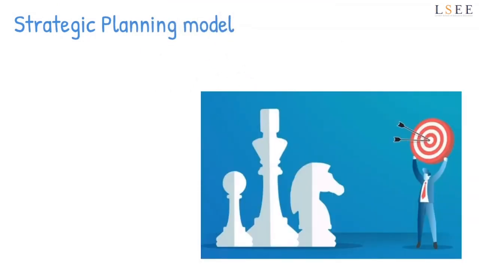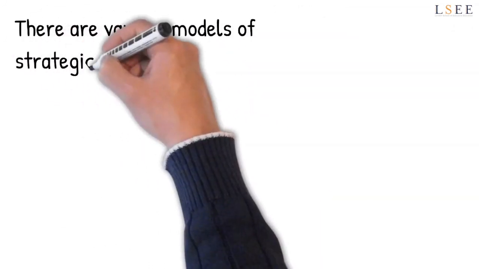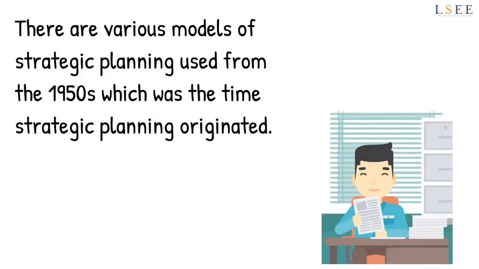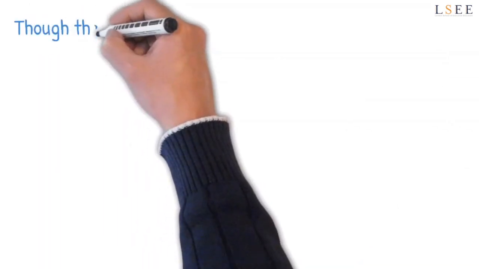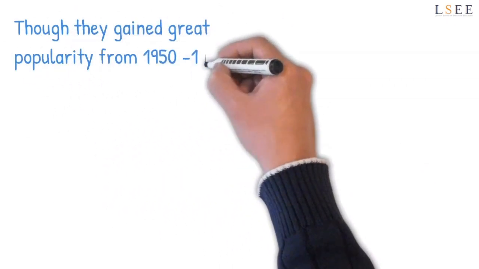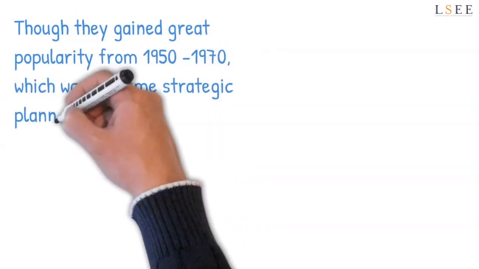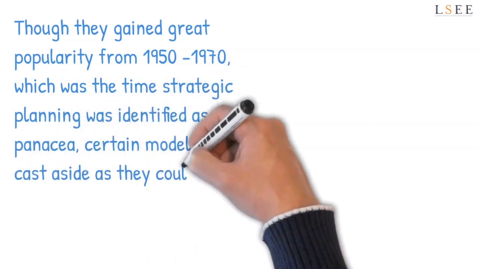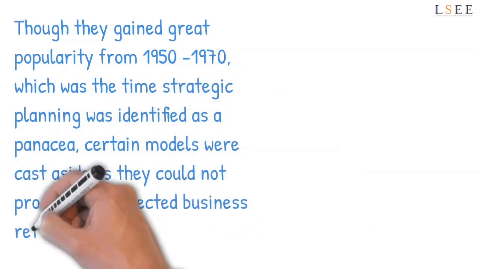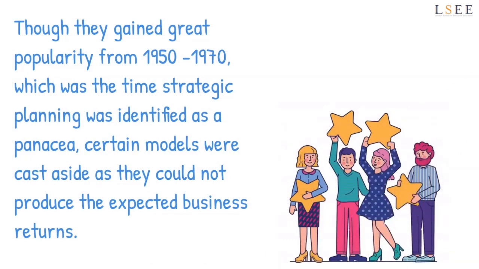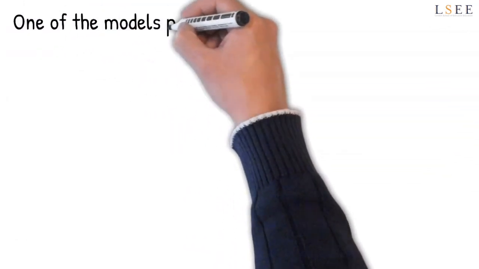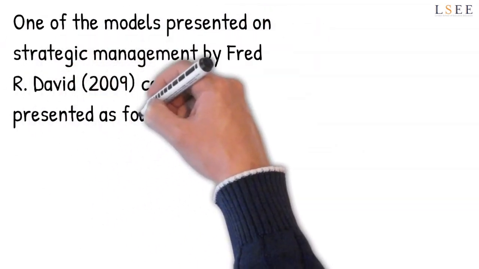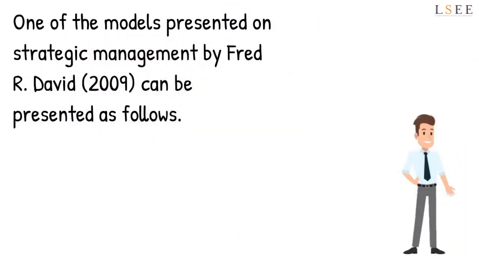Strategic planning model. There are various models of strategic planning used from the 1950s, which was the time strategic planning originated. Though they gained great popularity from 1950–1970, which was the time strategic planning was identified as a panacea, certain models were cast aside as they could not produce the expected business returns. One of the models presented on Strategic Management by Fred R. David, 2009, can be presented as follows.